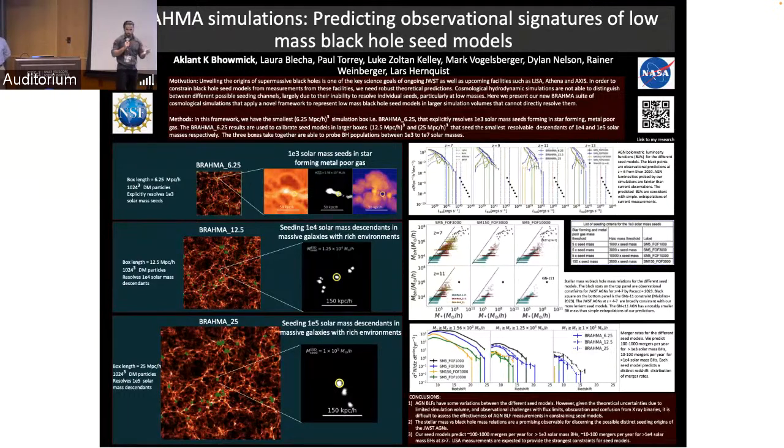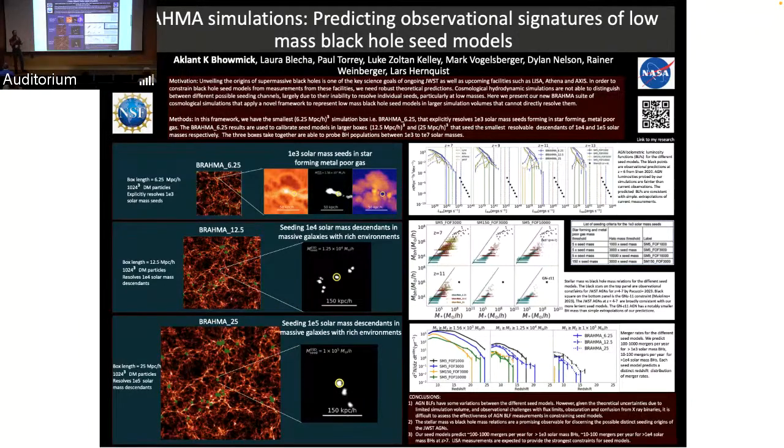One of the long-standing challenges of cosmological simulations is representing low mass seeds, largely due to resolution limitations. We designed our simulation suite to tackle this challenge by using three simulation boxes with successively increasing volumes by factors of eight. In the smallest box, we explicitly resolve 10^3 solar mass seeds that form in star-forming and metal-poor gas environments representative of Population III seeding environments. Then we use the results of the smallest volume simulation to calibrate and build new seed models for larger volume simulations like 12.5 and 25 megaparsecs, so that they too can make predictions for these low mass seeding models with much better statistical power without having to explicitly resolve these seeds.